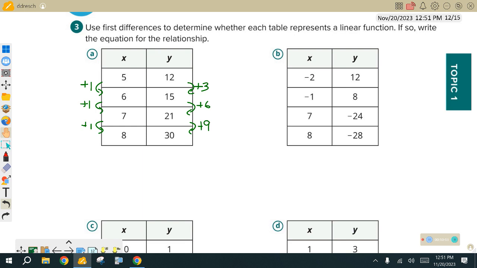So here, our question's not asking are we arithmetic. Our question's asking are we linear. That is like one and the same. Linear and arithmetic go together. So would you say this table is considered to be linear? No. So what we're going to say here is, we're going to say not linear, because it is changing by a different amount.